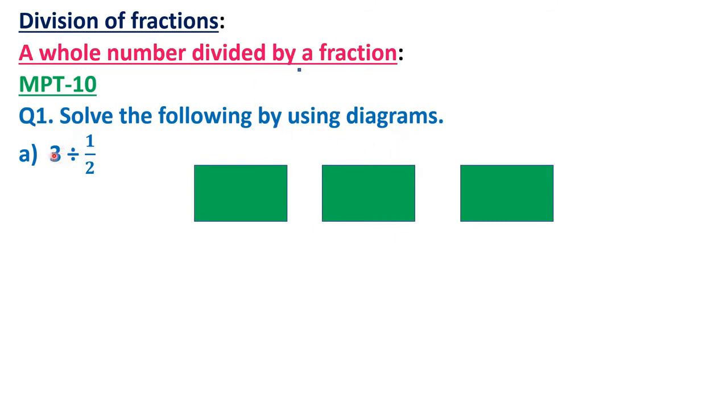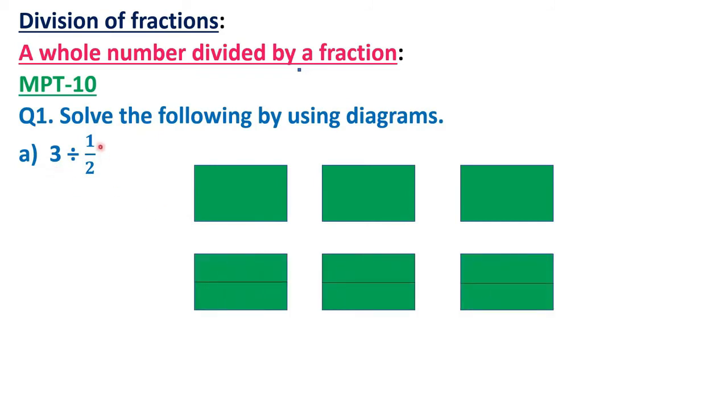So let us draw the diagram for this. We are taking here 3 boxes for the whole number 3. Now again, it is divided by 1 by 2. So these 3 boxes are divided into halves, that means each box is divided into half. What you can see here is the total number of parts now: each part counted, that is 6. Total parts of the boxes here are now 6.